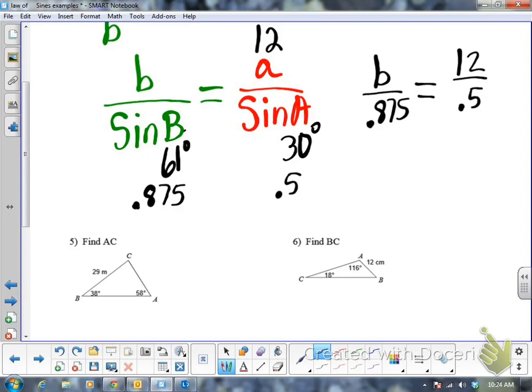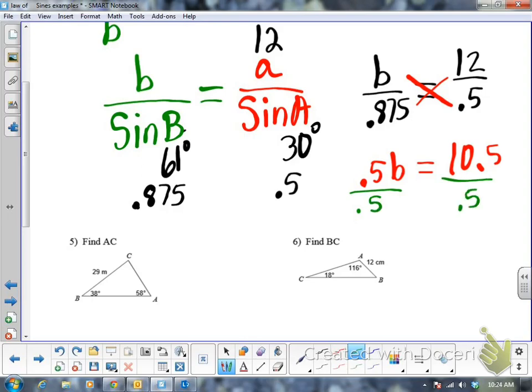Now, this goes right back to the starter, doesn't it? It goes right back to the starter. And what do I do? Cross multiply and divide. Now watch how I write this. I'm going to write it as 0.5b equals, what's 12 times 0.875? Somebody? 10.5. Okay? And now I'm going to divide that 0.5 off of there. And I get b equals 21.